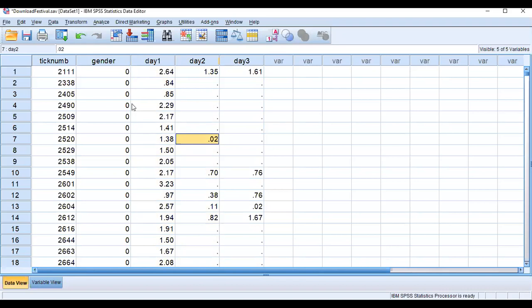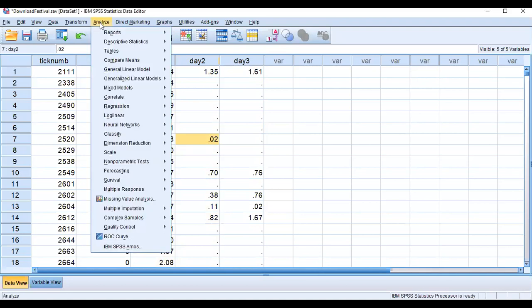Now we should find and estimate descriptive statistics. So how to create descriptive statistics? Now we can see here Analyze. We go to Analyze and then Descriptive Statistics. So you just follow Analyze, Descriptive Statistics, and here you can see Descriptive.